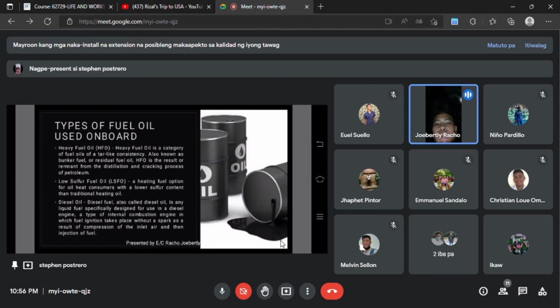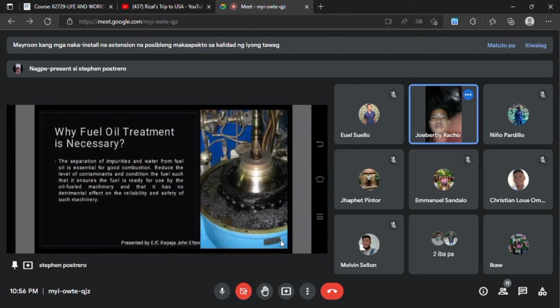Low sulfur fuel oil or LSFO. A heating fuel option for oil heat consumers with a lower sulfur content than traditional heating oil. Diesel fuel, also called diesel oil, is any liquid fuel specifically designed for use in a diesel engine, a type of internal combustion engine in which fuel ignition takes place without a spark as a result of compression of the inlet air and the injection of fuel.